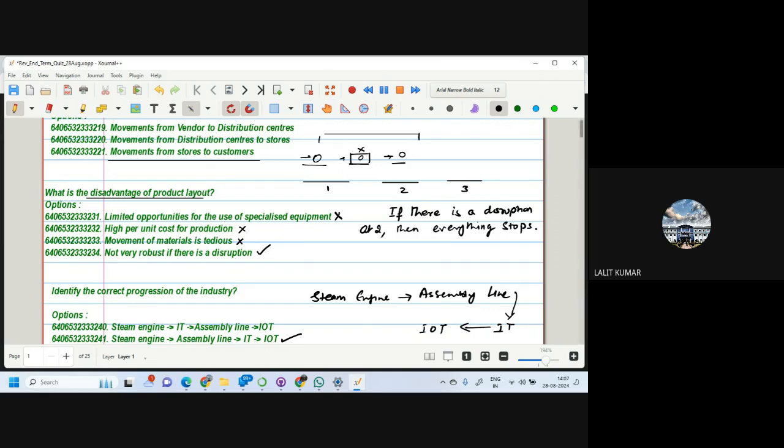If you see the options, limited opportunity for the use of specialized equipment, no, it can be used anywhere. High per unit cost for production, no, in fact the unit cost reduces. Movement of materials is tedious, not the right option. However, the last one, not very robust if there is a disruption, is the most optimum answer.